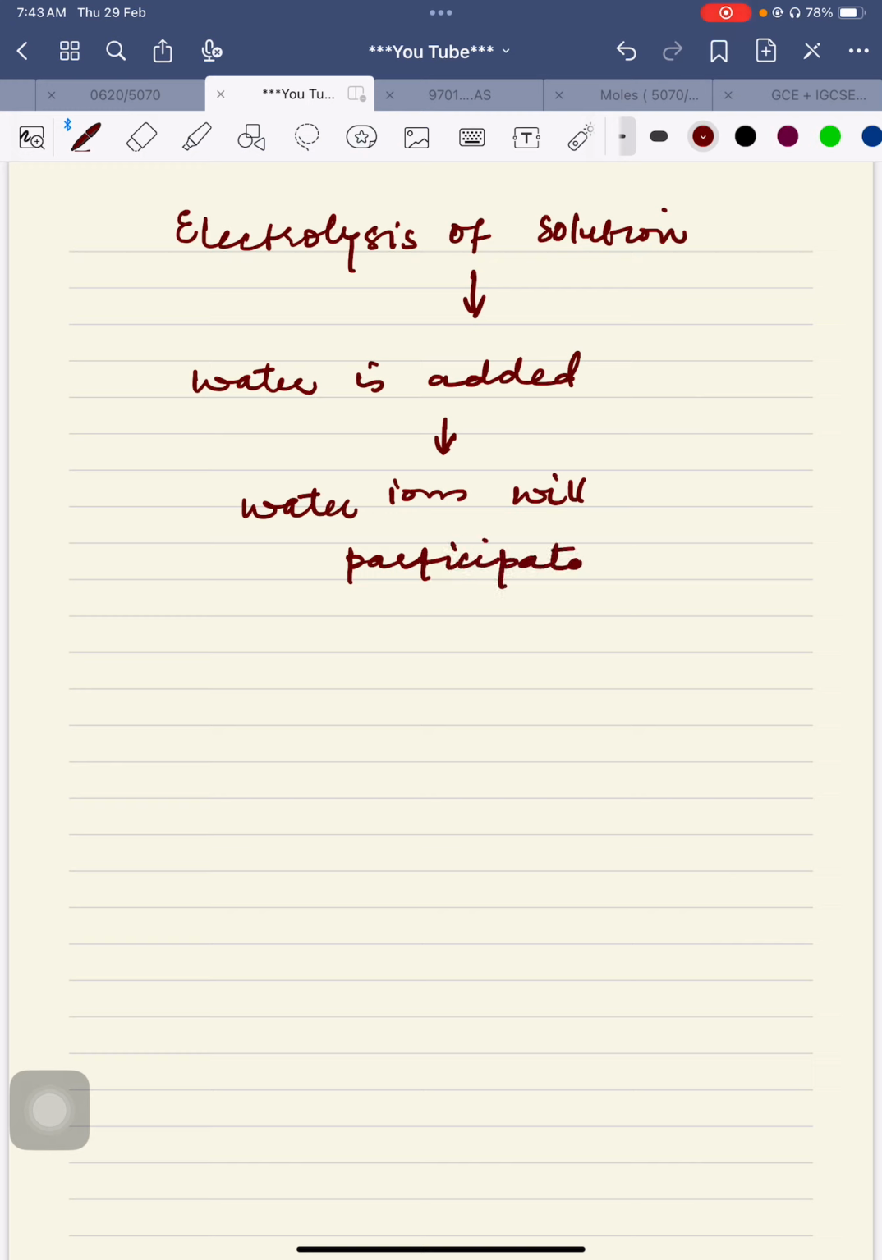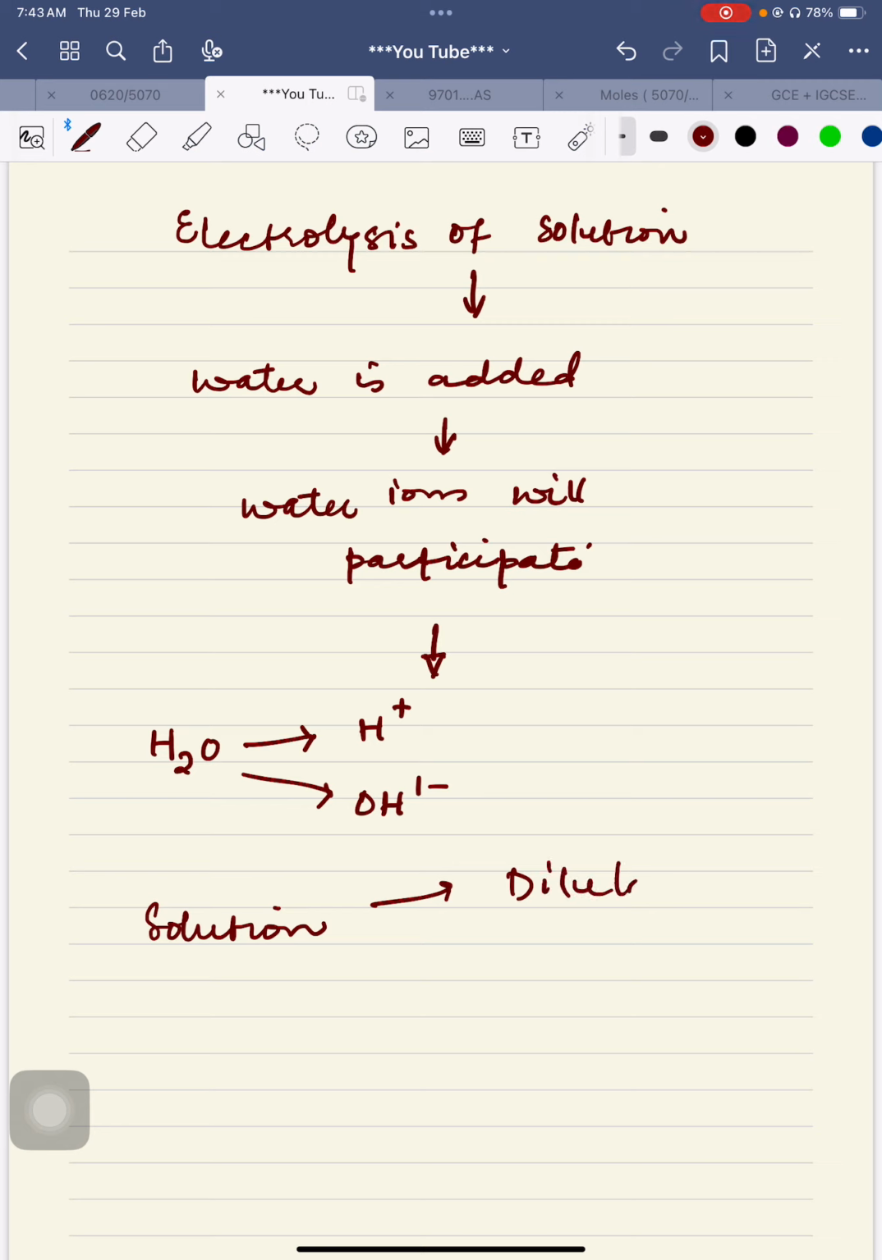Now, point number two is this, that you should know what the water ions are. So, water ions are of two types. One of them is H+, which is called hydrogen ion, and the other is hydroxide ion. So, these are the water ions always. So, this will be the dissociation of water always. Okay. So, solution is of two types. One of the solutions is called diluted solution. Diluted solutions just mean that lots of water is present, and a small amount of the salt is added.